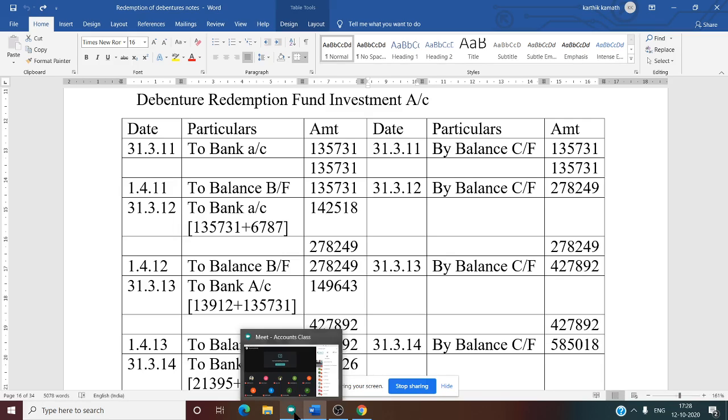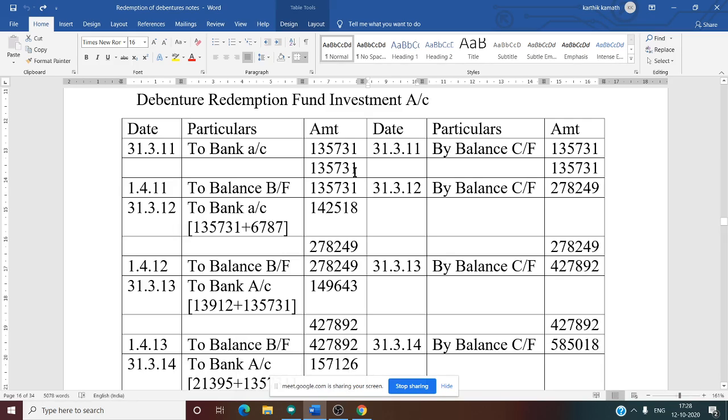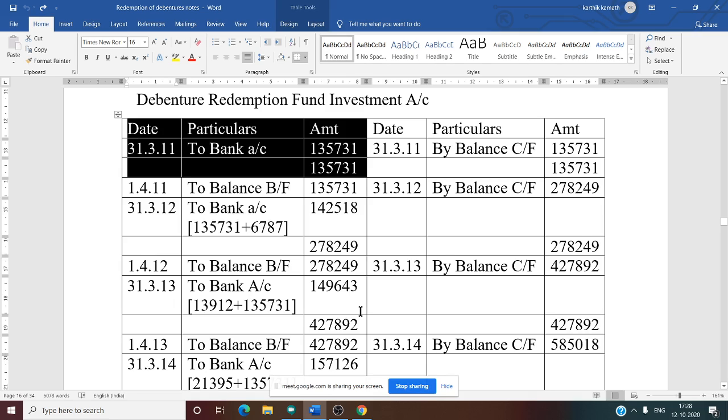Investment has a debit balance, so we need to start from the debit side. Whenever an investment is made, what is the journal entry? Debenture redemption fund investment account debit to bank account. That is why we have written "to bank".